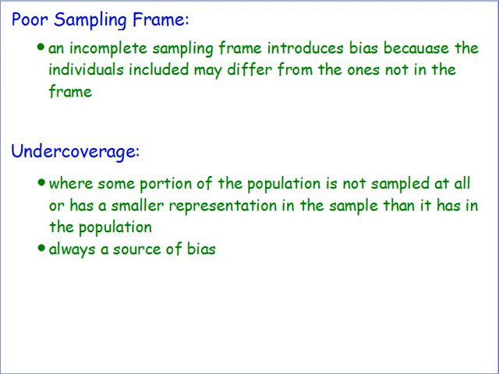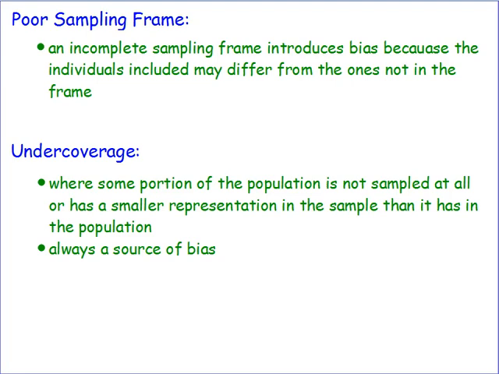Undercoverage also exists with convenience sampling. If you are only sampling people at a mall, the group that's not being represented are the people who aren't at the mall, who don't like shopping, and their opinions, again, might be different than the opinions of the people you are asking. So undercoverage is a very common bias.